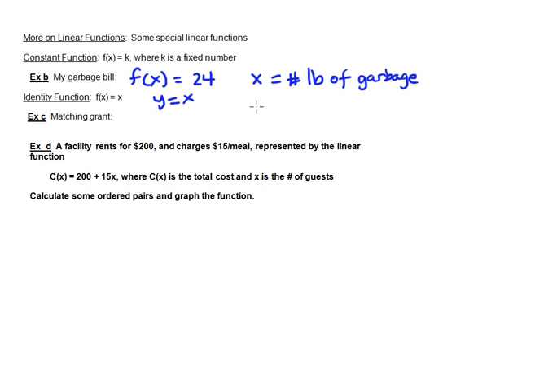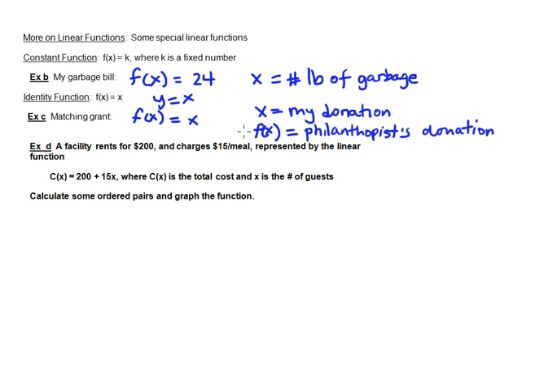If I donate a certain amount of money, so let x be the amount of money that I donate, then if f of x is the amount of money that the philanthropist, say Bill Gates, decides to donate, f of x is equal to x. That means if I donate $10, then f of x, the philanthropist contribution, will also be $10. And if my donation is $100, the philanthropist also will donate $100.